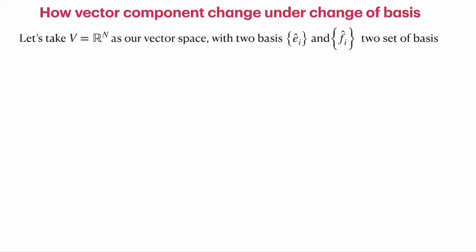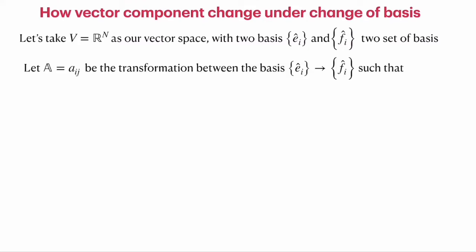It's just for convenience. One could use a general vector space too with the dot product, with the two bases Ei and Fi. The matrix A is equal to Aij, a transformation between the bases E to F such that the basis elements Fi hat are expressed as a linear combination of Ej with the coefficient Aij. So we have already seen this.